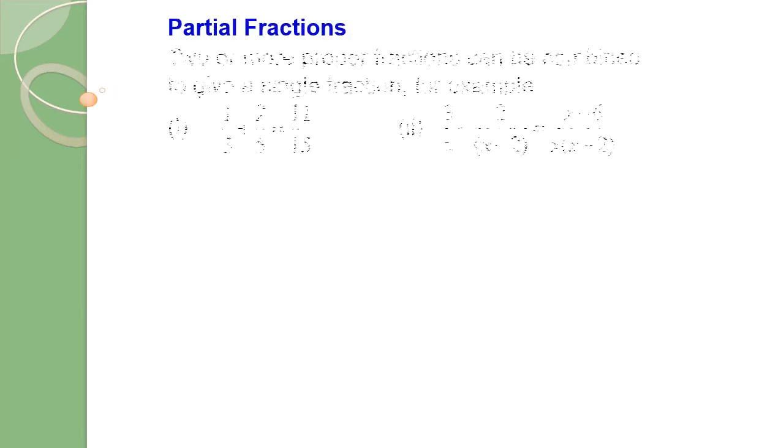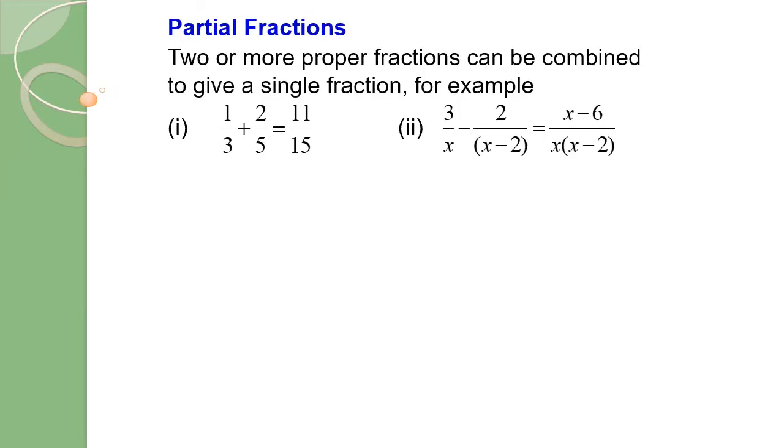So partial fractions. Two or more proper fractions can be combined to give a single fraction. For example, we have 1 over 3 plus 2 over 5. We can add these together to get a single fraction. This is the single fraction. And then another example is 3 over x minus 2 over x minus 2. Then we can construct one single fraction where we find the common denominator.